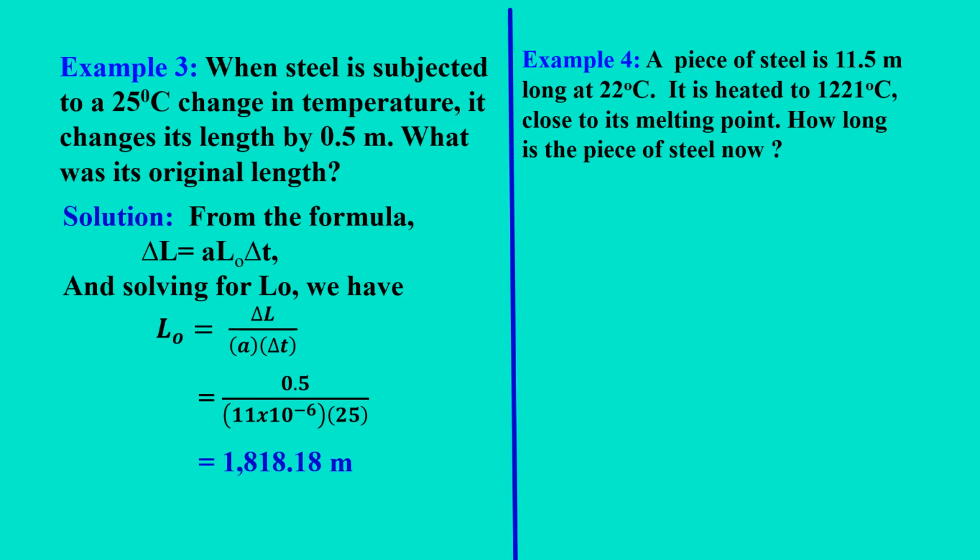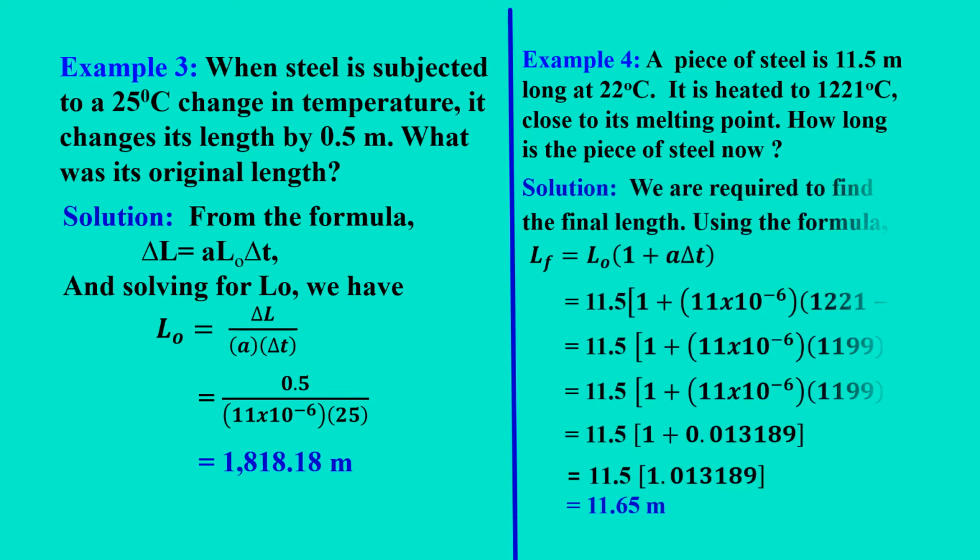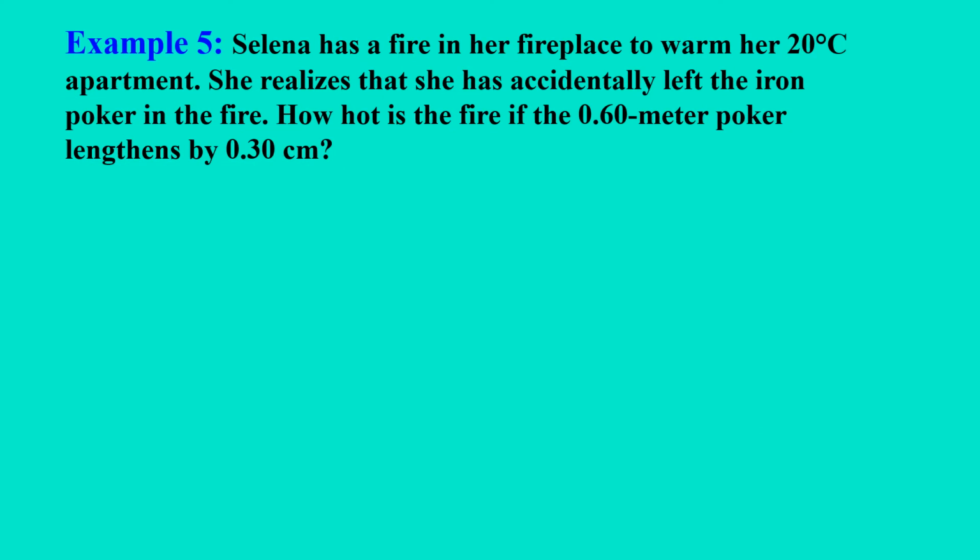Example number 4, a piece of steel is 11.5 meters long at 22 degrees Celsius. It is heated to 1221 degrees Celsius, close to its melting point. How long is the piece of steel now? So we are required to find the final length. Using the formula, LF equals L0 times quantity 1 plus A delta T, substituting the values, the original length is 11.5, 1 plus, for steel, the coefficient of linear expansion is 11 times 10 to the minus 6, change in temperature is 1221 minus 22. Simplifying, we get the final length is 11.65 meters.